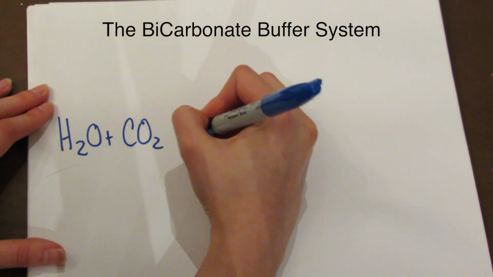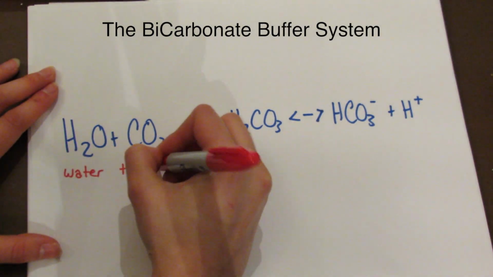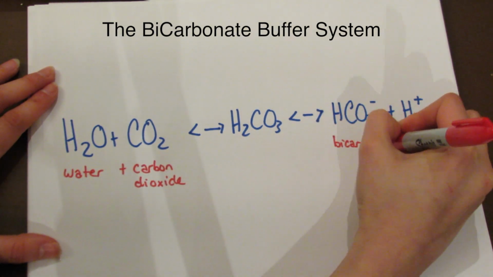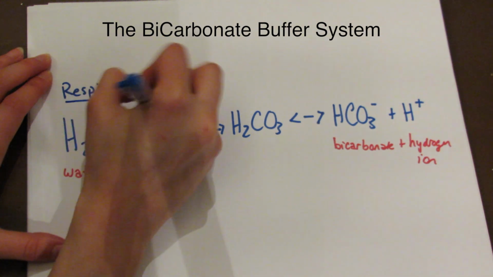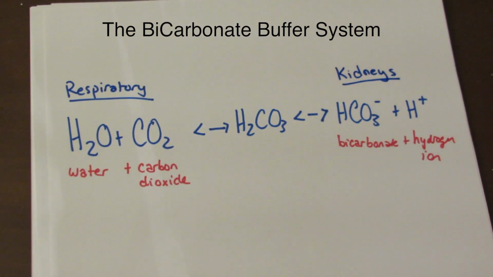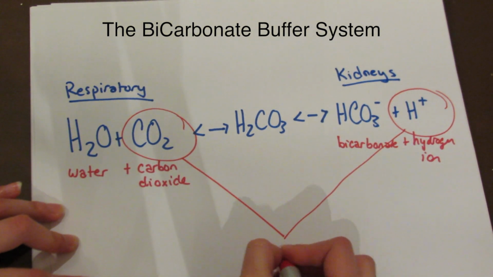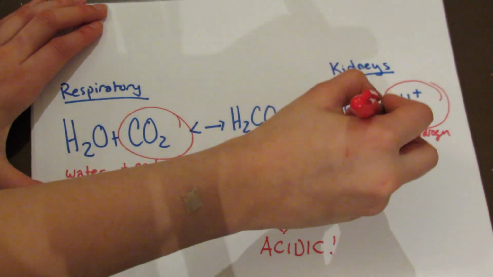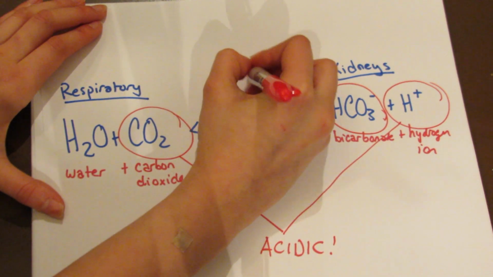Let's take a look at this equation. Water plus carbon dioxide results in bicarbonate and hydrogen ions. The first part of the equation refers to the respiratory system. The end result refers to the kidneys, which secrete bicarbonate and hydrogen ions. In this equation, carbon dioxide and hydrogen ions are acidic, while bicarbonate is basic.